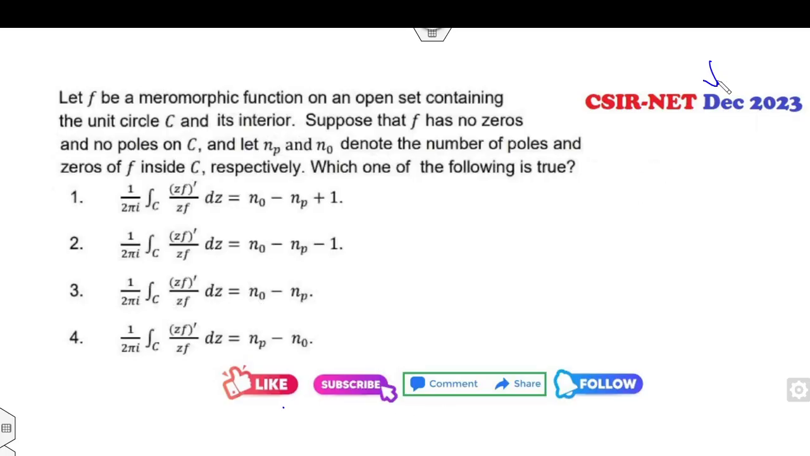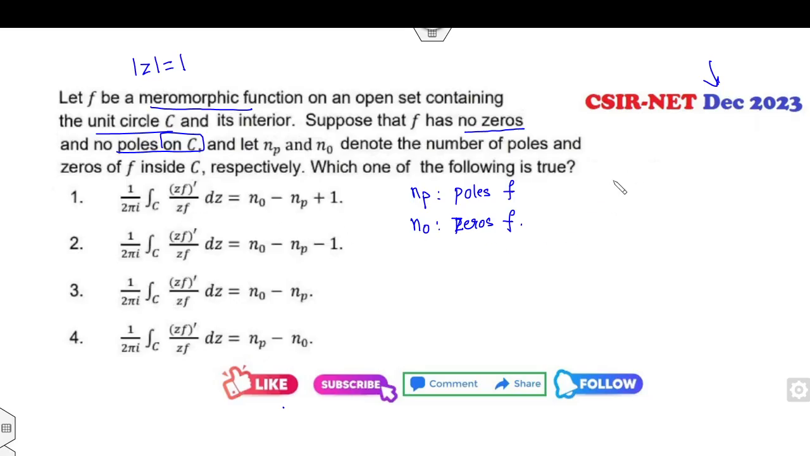You can see this is from some recent year papers. f is a meromorphic function on an open set containing the unit circle. Fine. Suppose f has no zeros and no poles on the circle. And p and n0: this is the number of poles of f, and this is the number of zeros of f. Then which of the following statements is true?